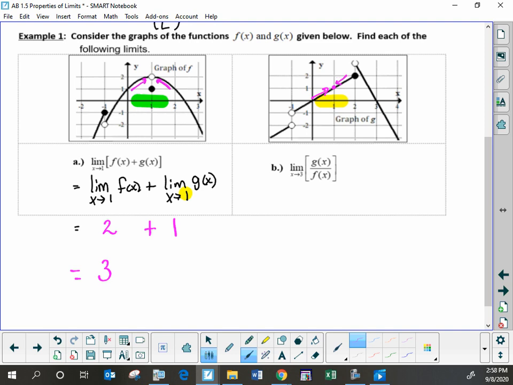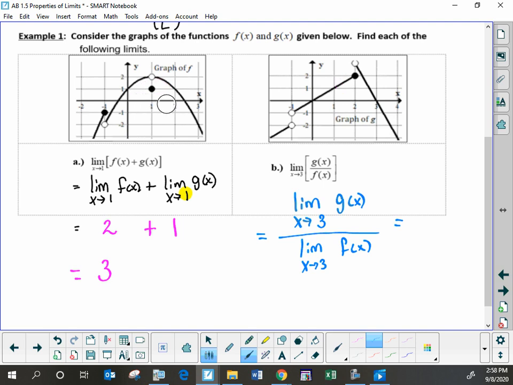For the next one with g of x, I'm going to have the limit as x approaches 3 of g of x divided by the limit as x approaches 3 of f of x. Now let's analyze each of these. We are coming into 3. Oh, I should do f first, shouldn't I? As I'm approaching 3, right here, from the left, it looks like we're coming into -2, and from the right side of 3, we come into -2.